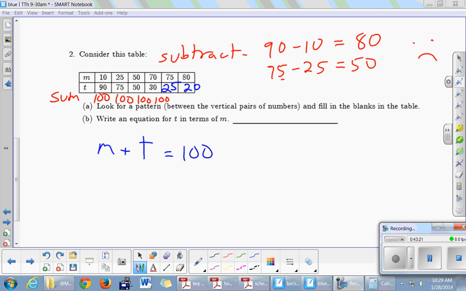We added them up and we got 100, but now we have this new vocabulary here that says find an equation for t. What does that mean about t? It's got to be by itself. So then we're going to start with the t equals. And then the m is going to be buried over here. And so basically you just have to move that m over to the other side. We'll talk about the algebra, but at this point, how do we move the m over? We subtract it. Is that okay? 100 minus m. Oh, really? So there's the equation for t in terms of m.